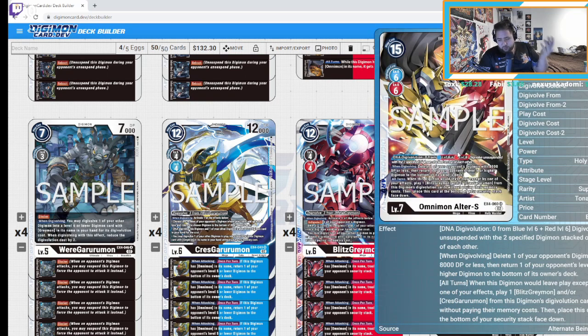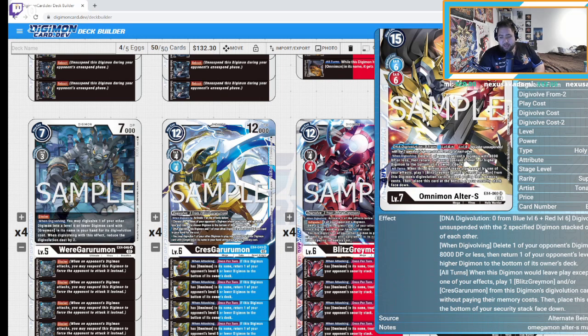You can then Digivolve it, you see, with 2 Petrify stacks. So you have both of these, then you have your Omnimon on board. When Digivolve, choose one of your opponent's Digimon with 8000 DP or less, then return one of your opponent's level 6 or higher Digimon to the bottom of its owner's deck. So you delete something and put something back, not level 7, but level 6 at least. All turns, when this Digimon would leave, play exact by one of your effects.